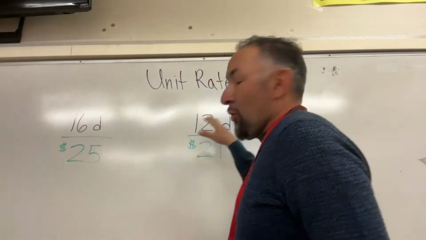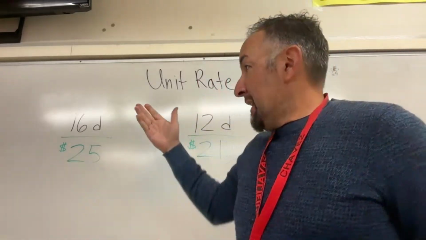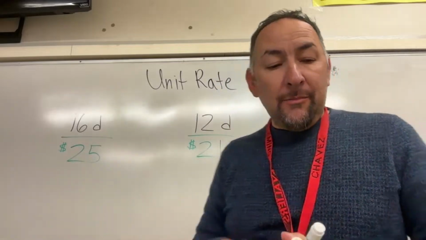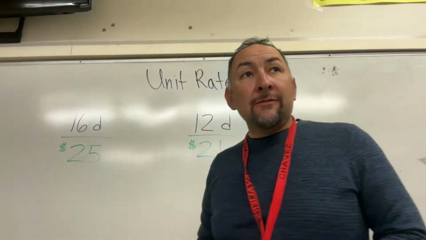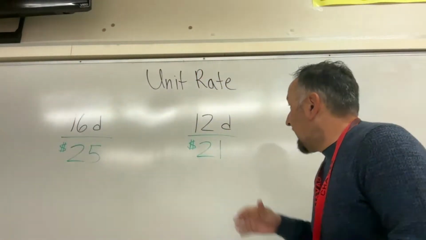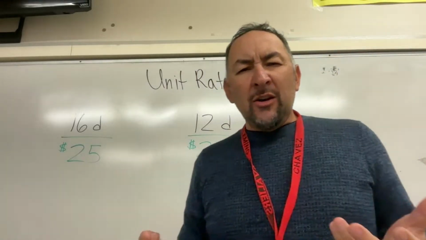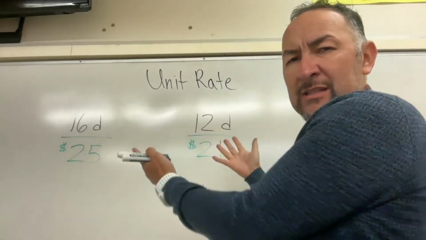Let's look at donuts here because they're good and it's easy to think about. Let's say you buy 16 donuts for $25 one day. You want to buy some donuts for your job and you buy 16 donuts for $25. The next week you go to a different place and there you buy 12 donuts for $21. And you want to know, like, who had the better deal? Like, which one of these was the better deal?